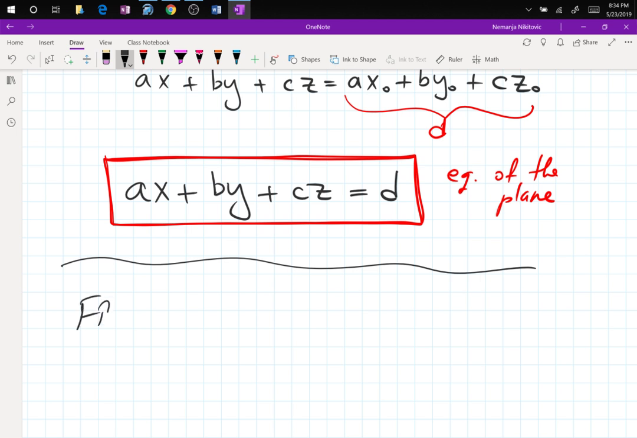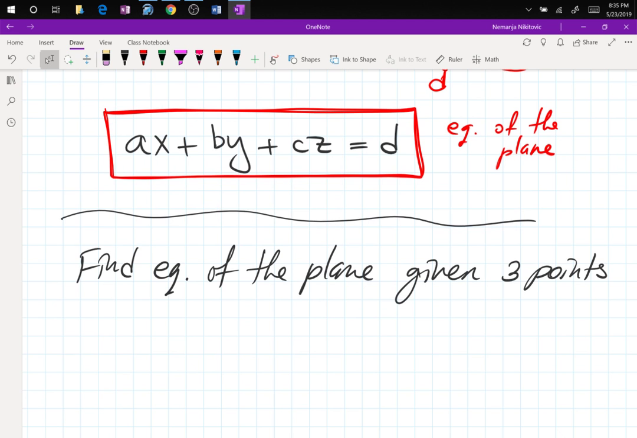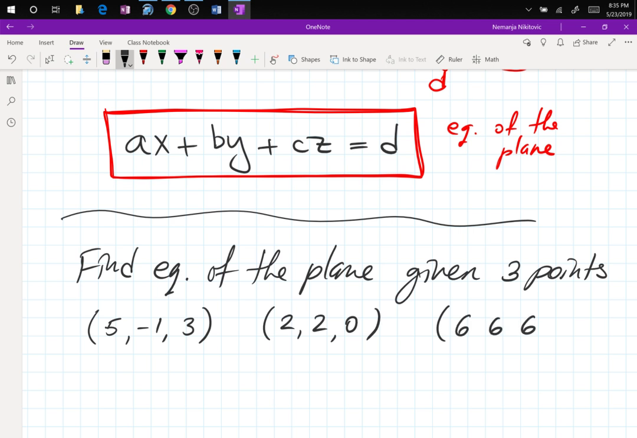So, find the equation of the plane given 3 points. As I said, this problem has to show up on either exam 1, the final, or the online quizzes that we do. Whatever points, it doesn't matter. 5, -1, 3, next point 2, 2, 0, and the last point is 6, 6, 6. There we go.